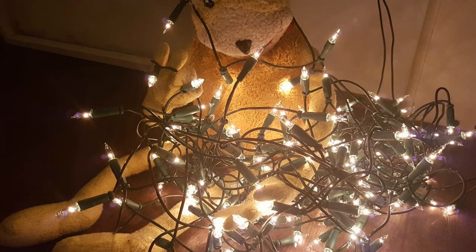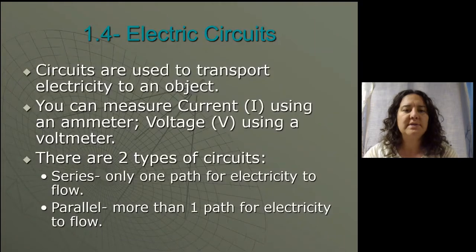Have you ever spent hours trying to find the broken bulb on a strand of Christmas lights before you can put them up on the tree? It's because they're wired in a series circuit, so if one's broken, none of them work. So today we're going to talk about electrical circuits.